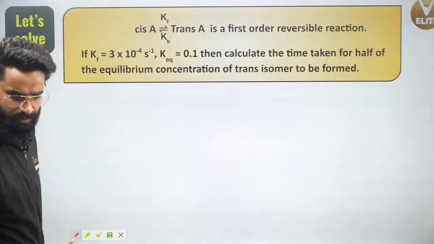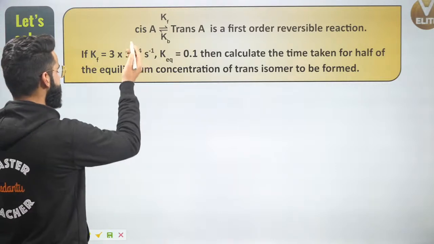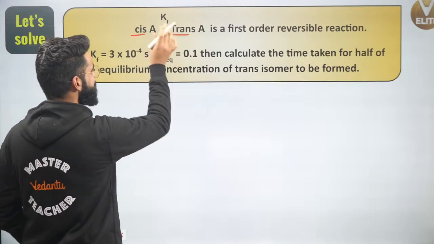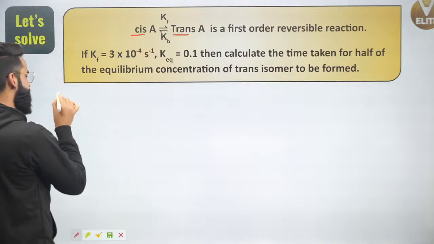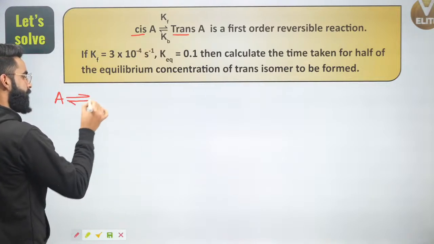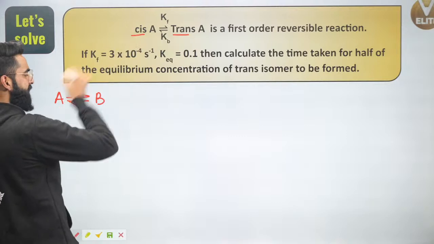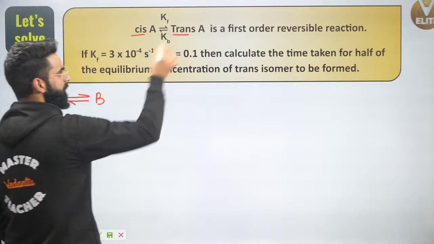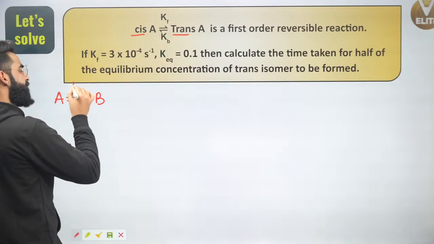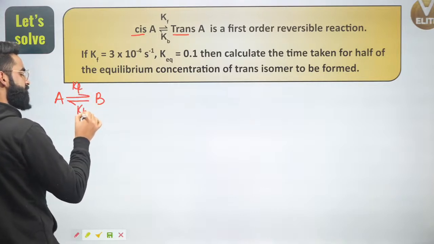All right, let's solve this one as well. See, I'm good with the reaction. I'm not going to write this cis and trans. I'm just going to write a common reaction as A to B, where we know A is the cis isomer and B is the trans isomer, right? Kf is the rate constant for forward, Kb is the rate constant for backward.